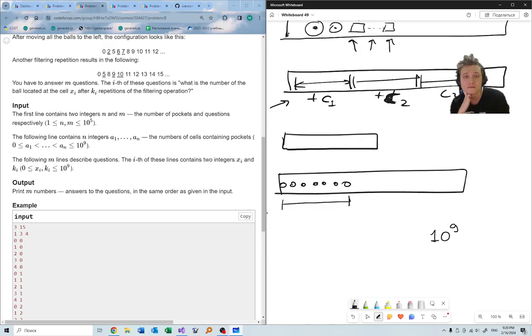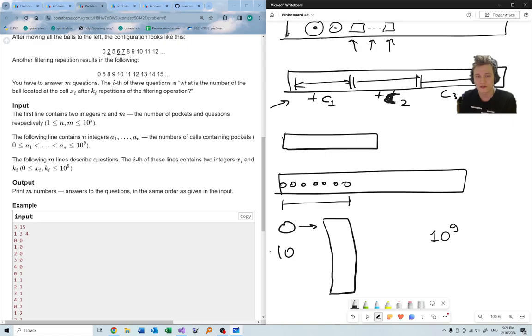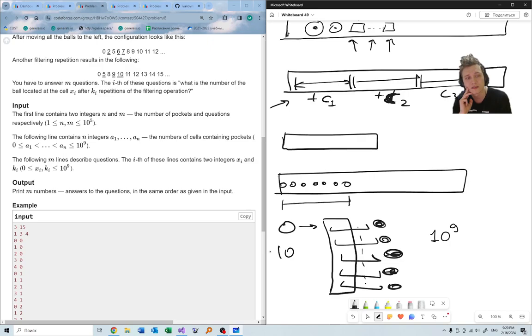So what happens with the ball? Assume that there were, for example, 10 operations. Then we're interested how many pockets were to the left of this ball before the first operation, before the second operation, before the third one, the fourth one, etc. And if these two sequences are different, it might be different.